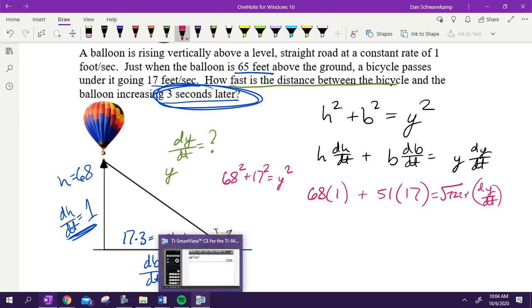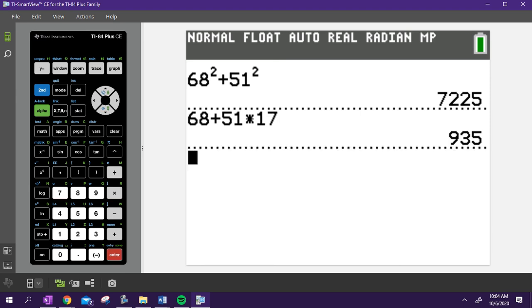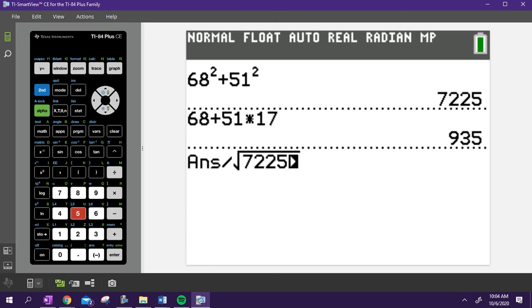So in my calculator, I'm taking 68 times 1 plus 51 times 17. And I'm going to divide that by the square root of 7,225. That's just moving stuff over. I combined what was already over there. I started off by adding these two things together, then I divided by the square root of 7,225. I hit enter. 11. Did not see that coming.